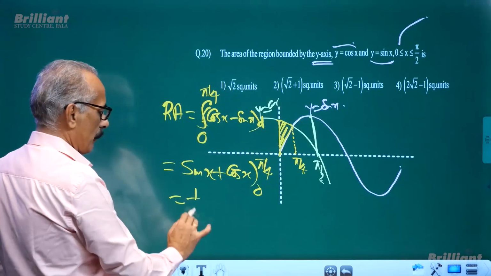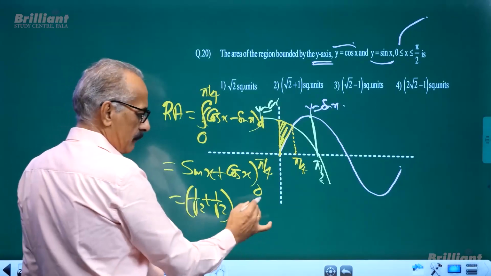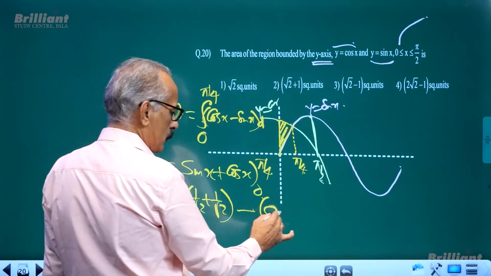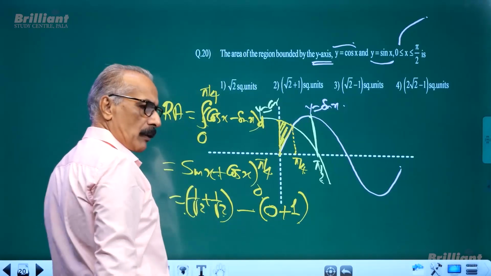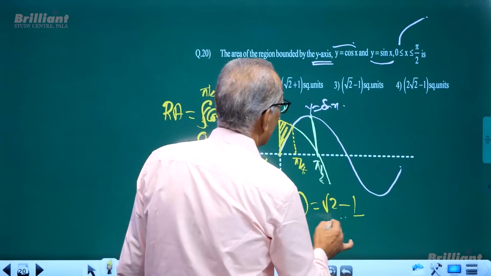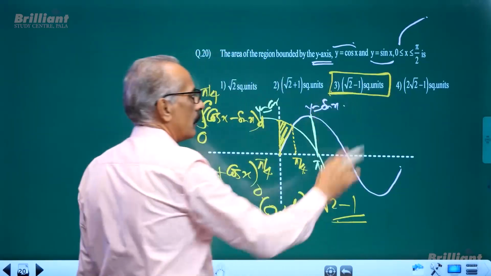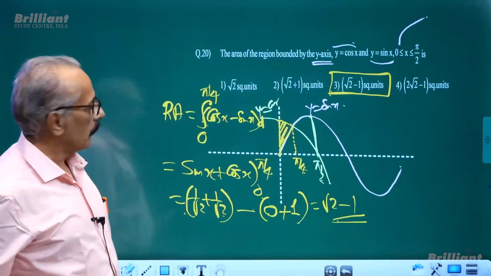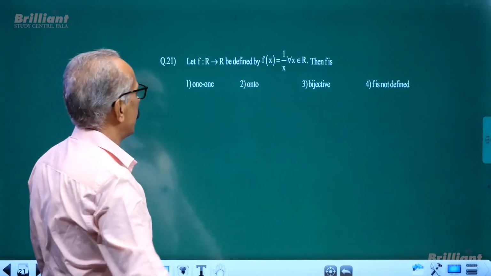So you have 1 by root 2 plus 1 by root 2. That's the upper limit. Minus, when you substitute 0, sin 0 is 0, cos 0 is 1. Therefore, root 2 minus 1 is your answer. Where is it? Root 2 minus 1, that is the third option. That's your 20th one. We'll move on to the next.